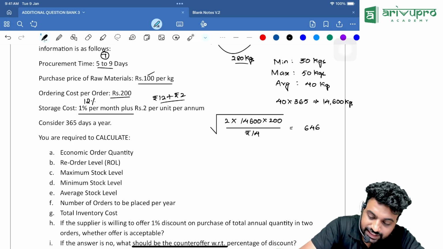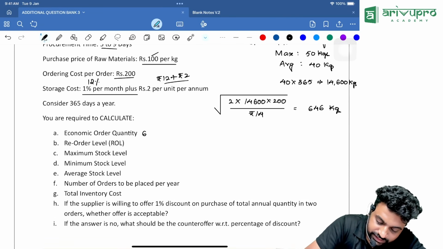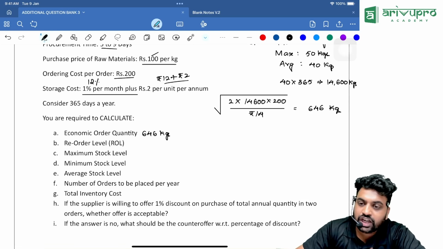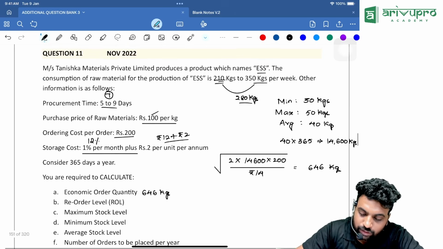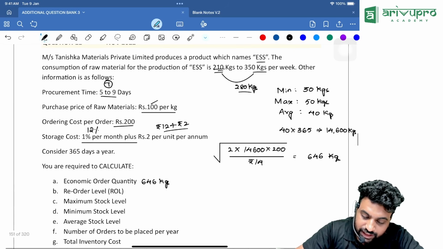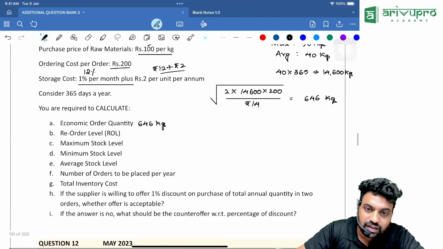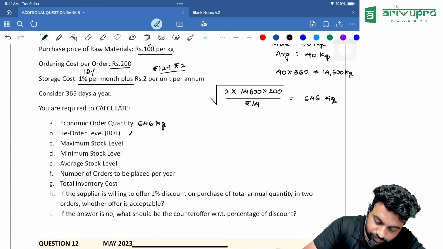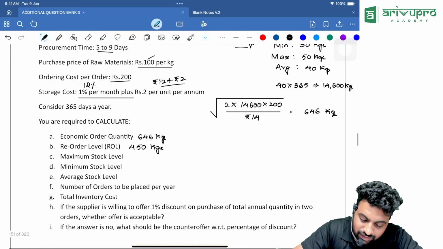645.8, 646 kgs. Your EOQ is 646 kgs. They are also asking reorder level. Reorder level is maximum usage into maximum lead time. Maximum is 50 into maximum lead time is 9. 50 into 9, 450 kgs. Next, maximum stock level they are asking.